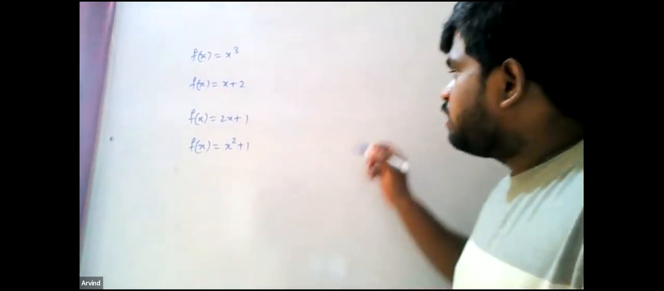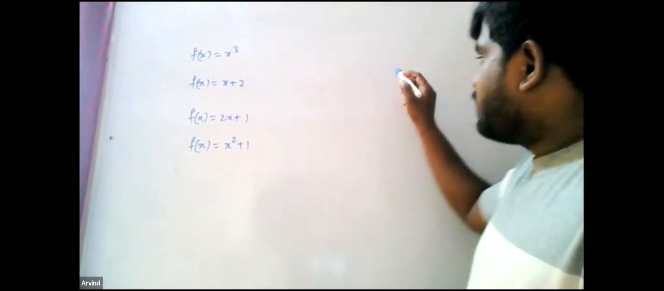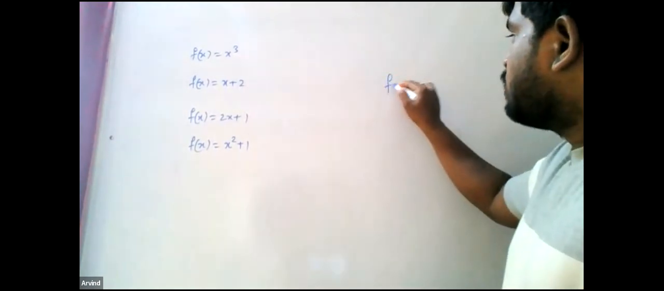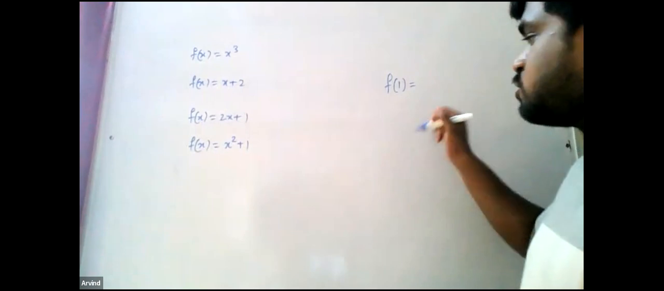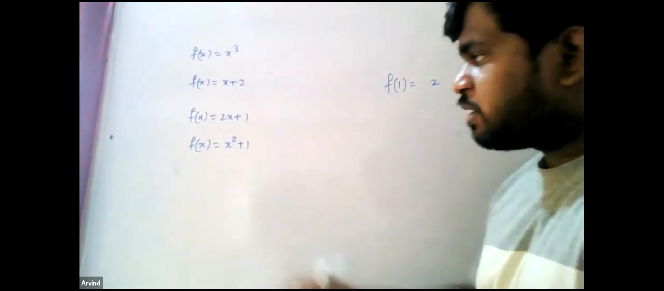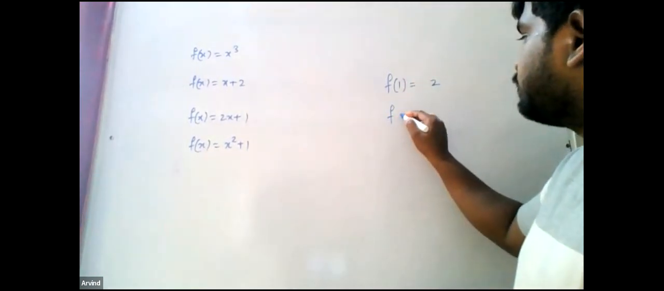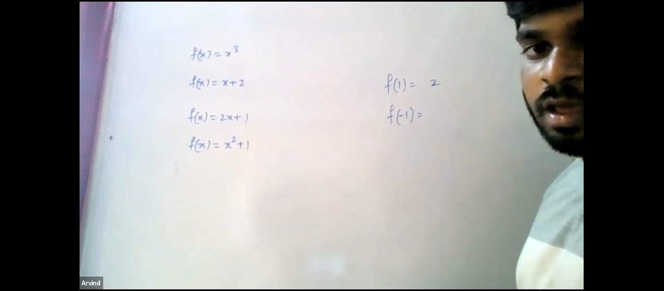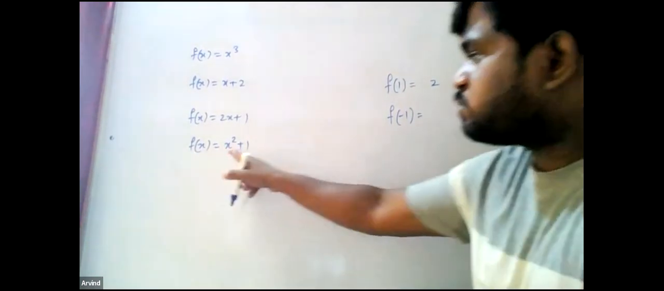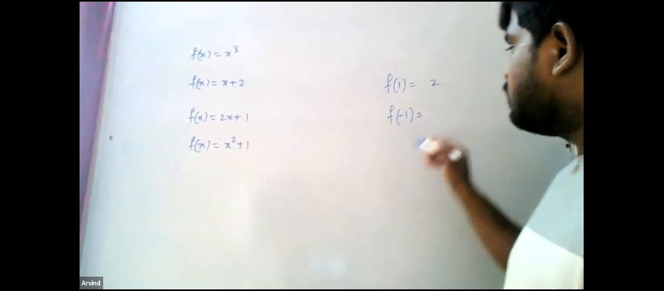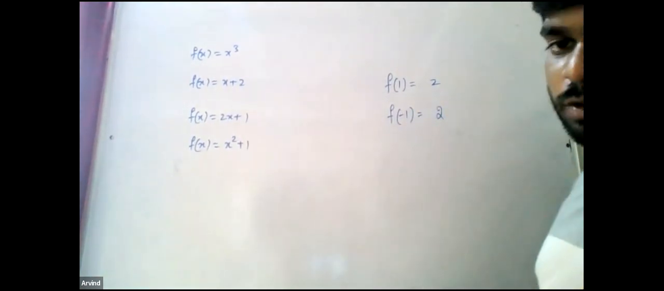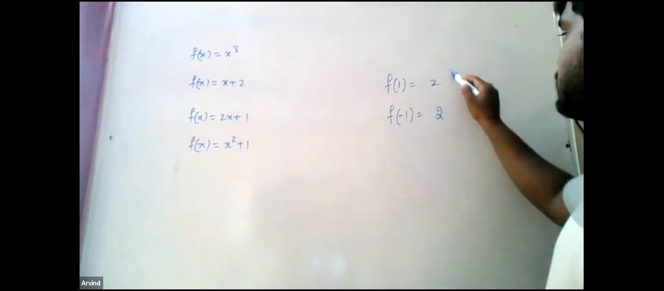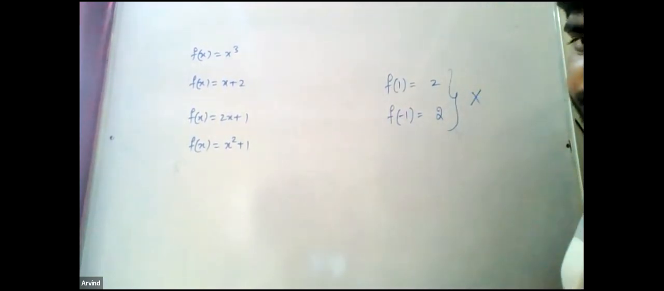For example, just observe x equal to 1. 1 square plus 1 becomes 2. Then x equal to minus 1: minus 1 the whole square is 1 itself, so we get 2 again. f of 1 gives 2 and f of minus 1 gives 2. So if this is the condition, then it is not 1-1.